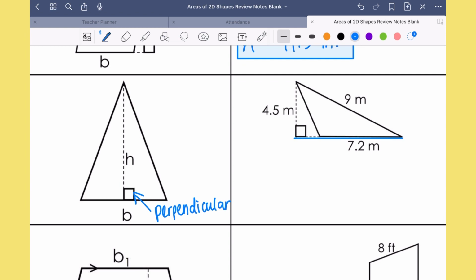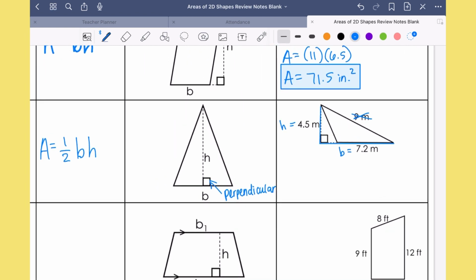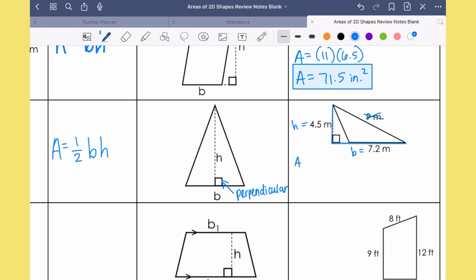Okay, you got to be careful you didn't use the wrong numbers. So this is B. And then the height of this triangle is perpendicular to the base. So this is the height. The 9 is just extra information, so I'm just going to scratch it off. Okay, so our formula says 1/2 base times height. So area equals 1/2 my base, which is 7.2, times my height, which is 4.5.